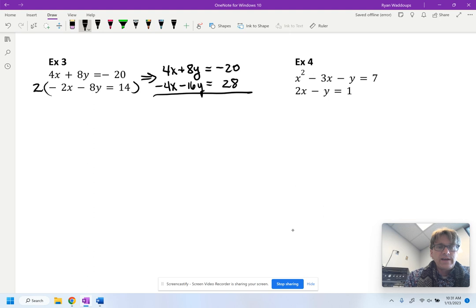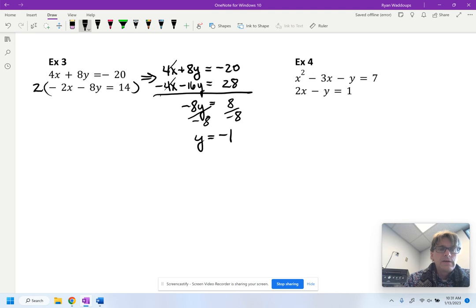4x minus 4x is 0. Those just kind of eliminate each other. 8y minus 16y would be negative 8y. And negative 20 plus 28 would be a positive 8. And then I would divide through by negative 8. Divide by negative 8, divide by negative 8. Y then is equal to negative 1.